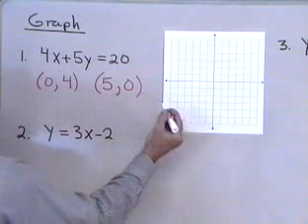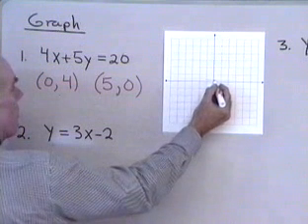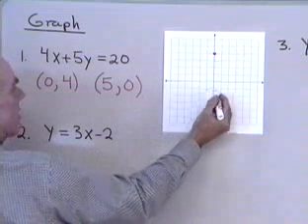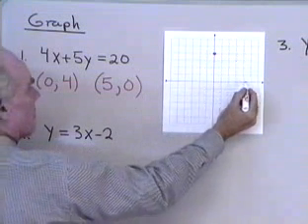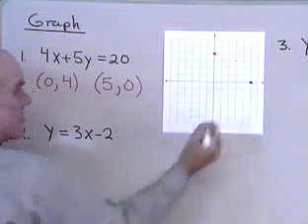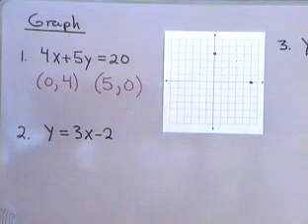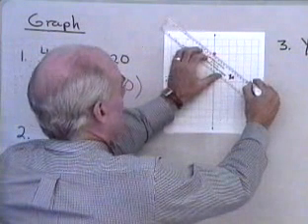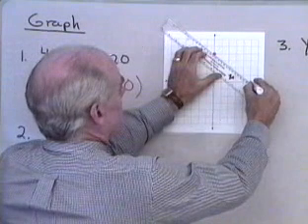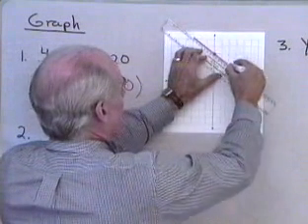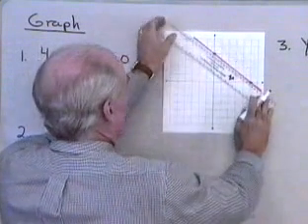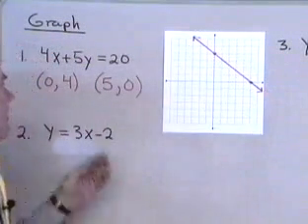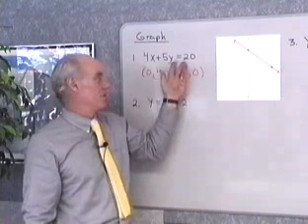So I'm going to go over here and graph x equals 0, y equals 4: 1, 2, 3, 4. That's that point. And then x equals 5: 1, 2, 3, 4, 5. Y is equal to 0. Now what I want to do is draw a line between those 2 points, and that line will represent the graph of this equation. So I connect those 2 points with a straight line, and that line is the graph of 4x plus 5y is equal to 20.